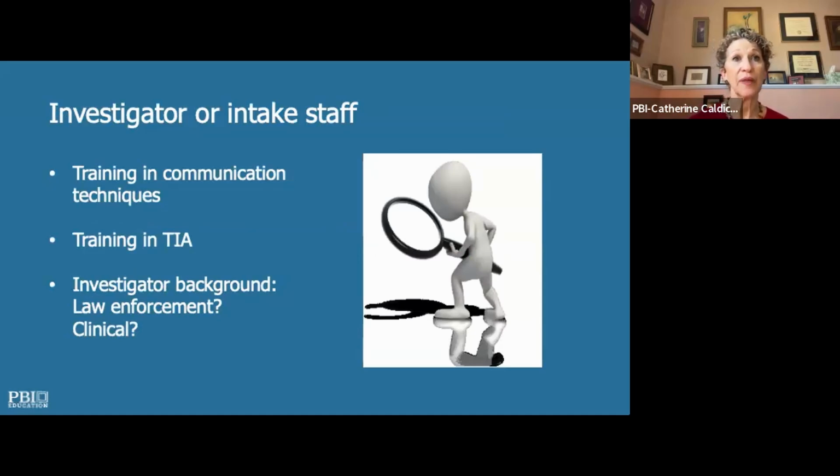So, ways of doing that: training and communication techniques for investigators or intake staff, training in a trauma-informed approach, and I'm hoping we're going to accomplish some elements of those first two bullets today. And then what's the background of the investigator? Is it law enforcement or clinical? I'll talk about the differences between those in a little bit.